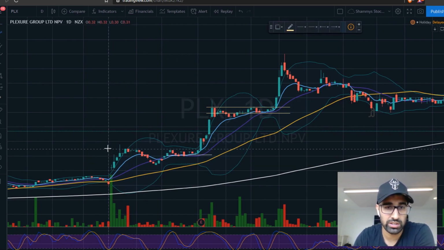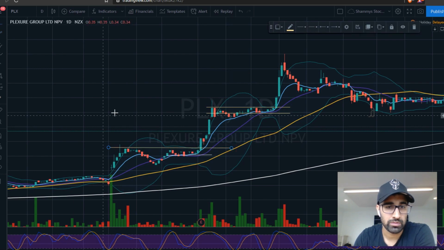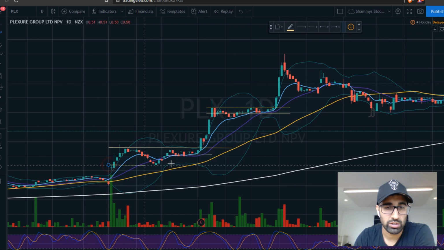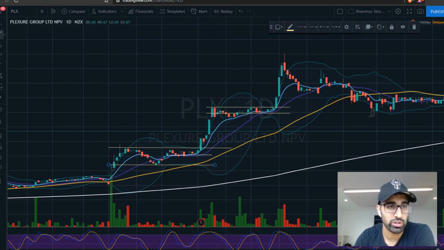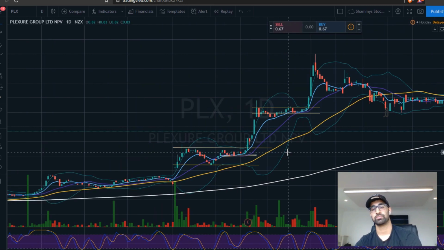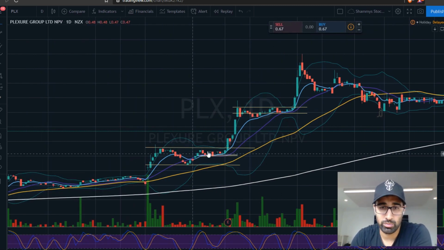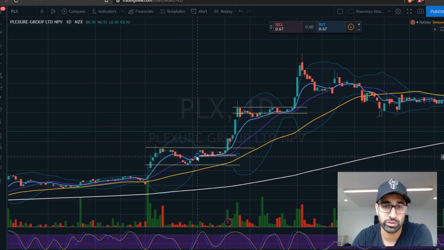So this was a range here. There's a bit of range, then the range shortened over here. So this is all technical analysis. So first it broke out of this range here. It was trading between 56 cents and about 44 cents.